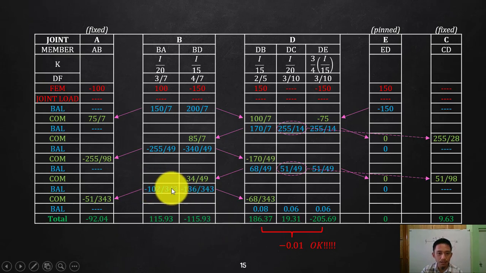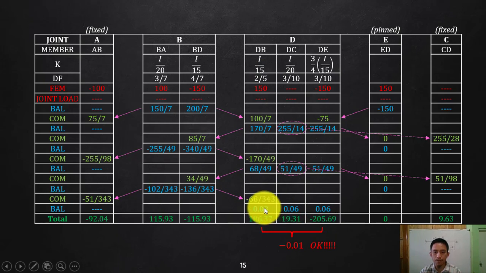Okay, so no. 102 divided by 300 is almost 1/2, or almost 0.5. So that is still big. So maybe I will continue. Okay, so carry over. Carry over. So nothing else to be carried. That is 0. And then balance, no need since that is fixed. Balance. So 2/5 of that, and so on and so forth.